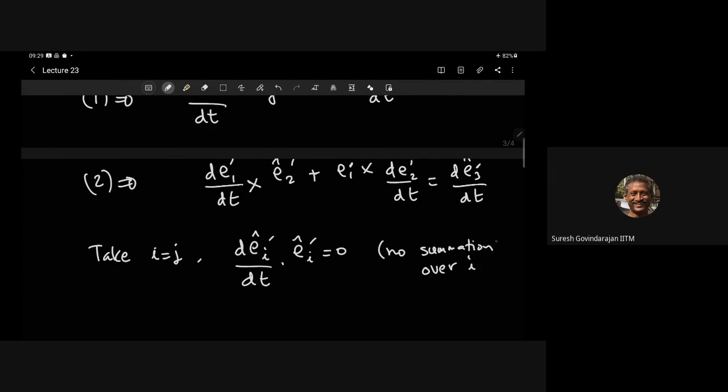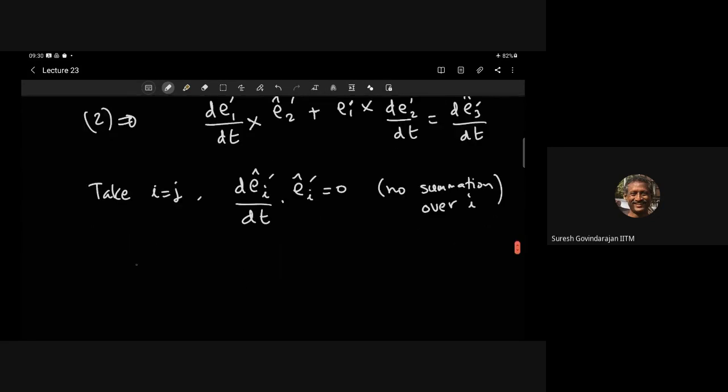What does this mean? The derivative is perpendicular to the vector itself. It makes sense, right? It's a unit vector. If you go along the same direction, only the normalization will change, and then you bring it back, it comes back to itself. So it makes sense that it will not change in that direction; it will be orthogonal to it. This is true for all of them.